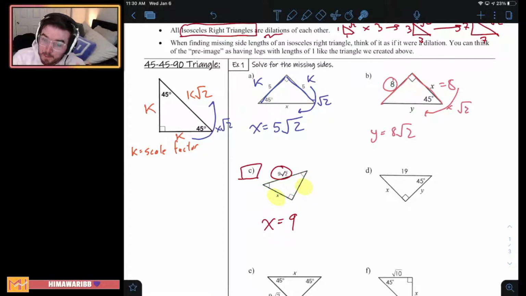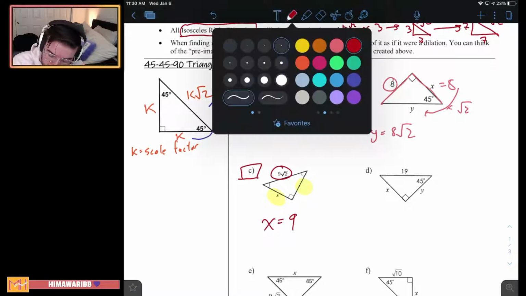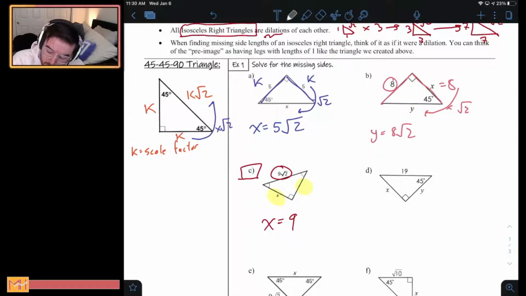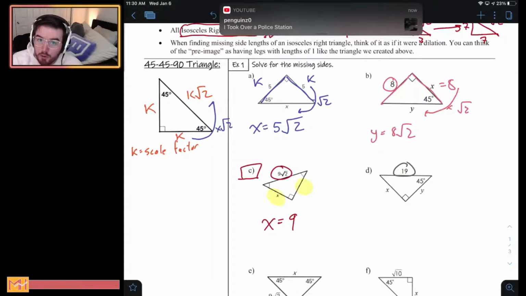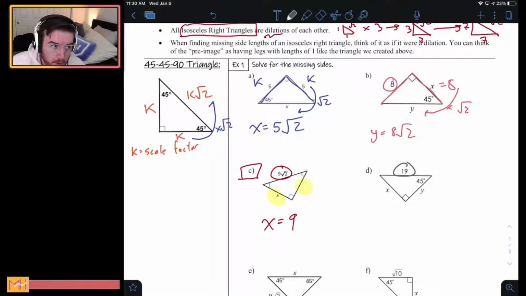All right, let's spice it up though. What if the hypotenuse is a whole number? What if the hypotenuse doesn't have a root 2 in it? Does that mean we've just broken the system? No, it does not. It just means that k is not a whole number. That's all that means. K is not just simply 3 or 4. It's something weird, right?